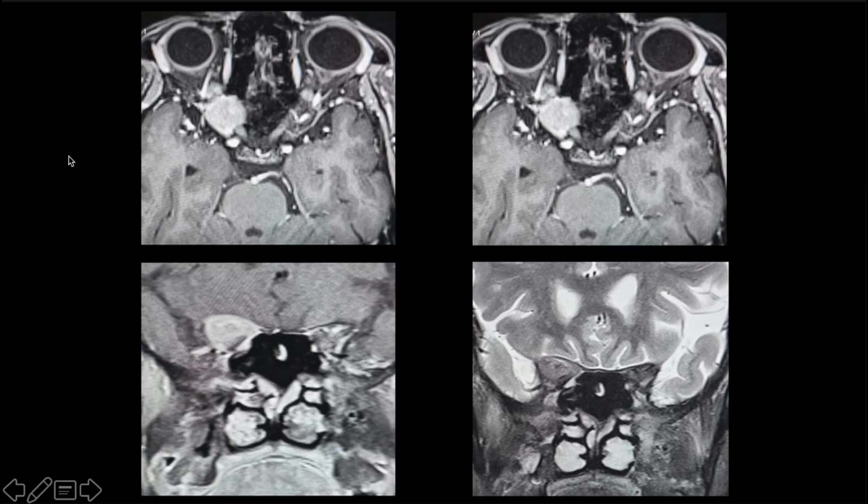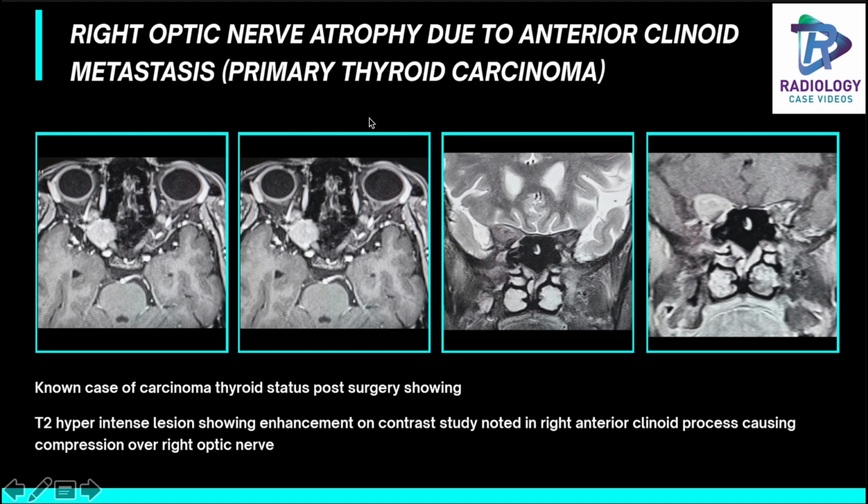Coming to the last interesting case, you are able to see an enhancing lesion at the orbital apex, which is hypointense on the coronal T2 weighted image. You are able to appreciate this brilliantly enhancing lesion here. This lesion is causing compression over the optic nerve, resulting in optic nerve atrophy. So this is a classical case of optic nerve atrophy due to anterior clinoid process metastasis on the right side due to a previously operated primary thyroid carcinoma, but the patient presented with recurrence, and this is the enhancing lesion seen here.